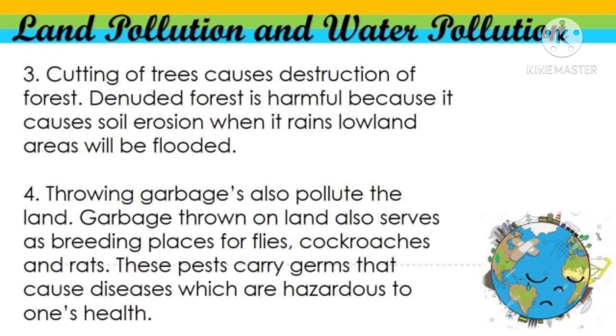Cutting of trees causes destruction of forest. A denuded forest is harmful because it causes soil erosion, and when it rains, lowland areas will be flooded. Throwing garbage also pollutes the land. Garbage thrown on land also serves as breeding places for flies, cockroaches, and rats. These pests carry germs that cause diseases which are hazardous to one's health.